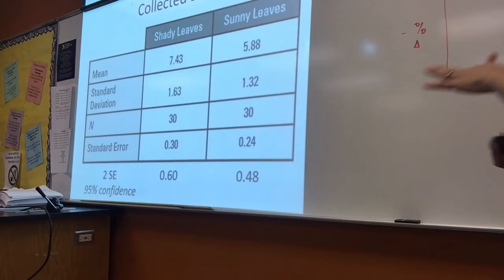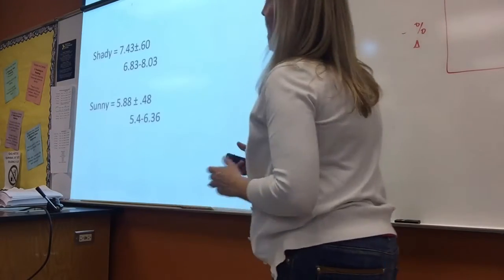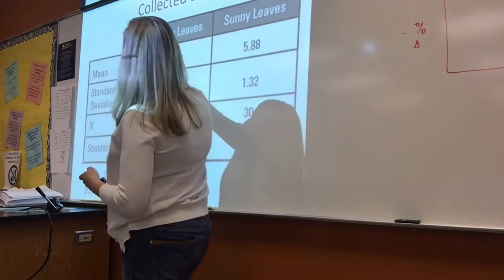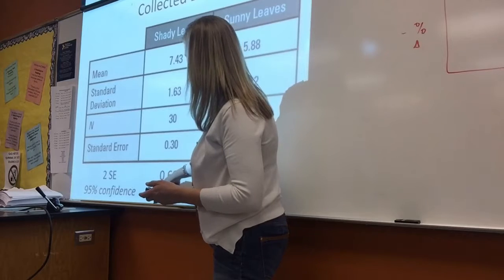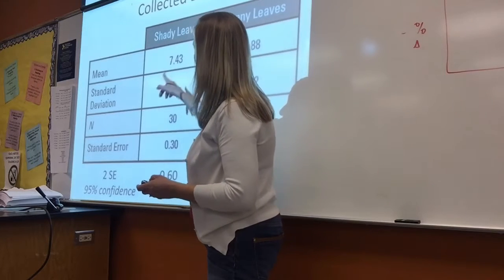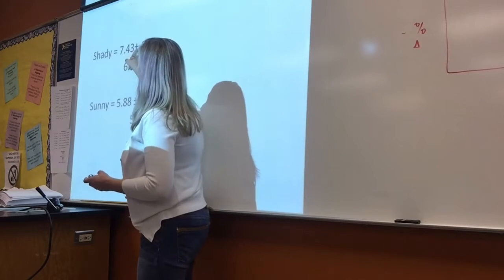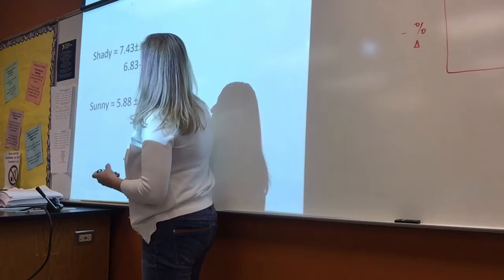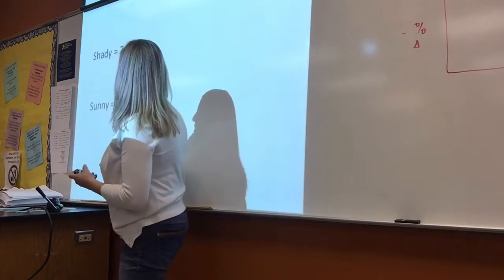So we want the spread, or the 95% confidence. If we look at the shady side here, the mean was 7.43. We want the range to be plus or minus 0.6 of that. So 7.43 plus or minus 0.6. 7.43 minus 0.6 is 6.83, and plus 0.6 is 8.03. So that's our range for a 95% confidence interval.